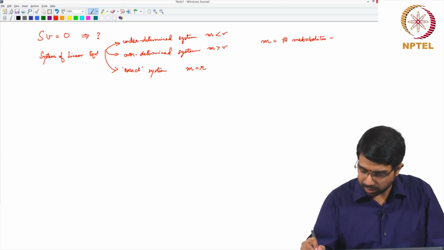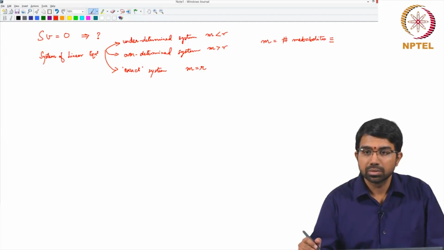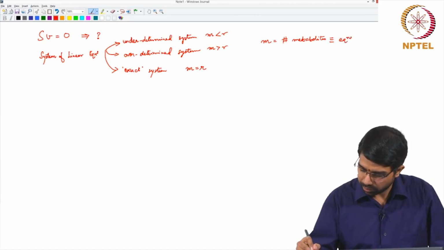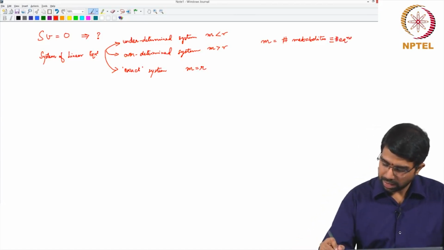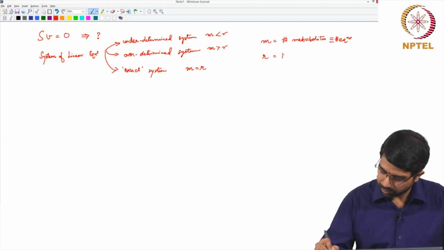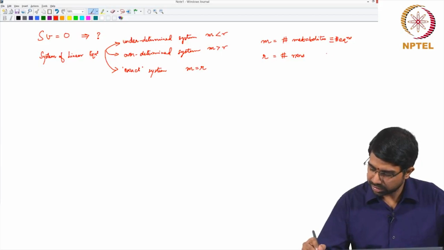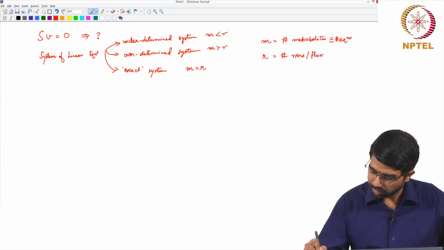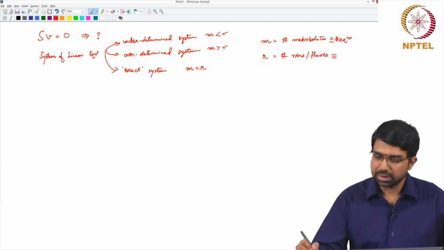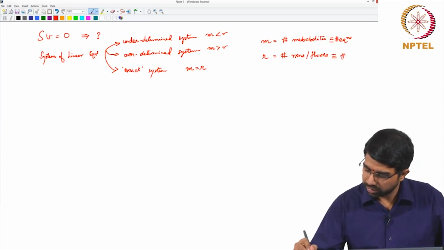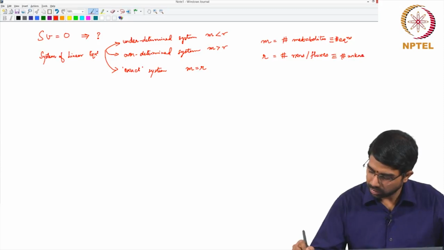m is the number of metabolites, which is the same as the number of equations. Every metabolite has an equation. R is the number of reactions or fluxes, which is the same as the variables or unknowns.